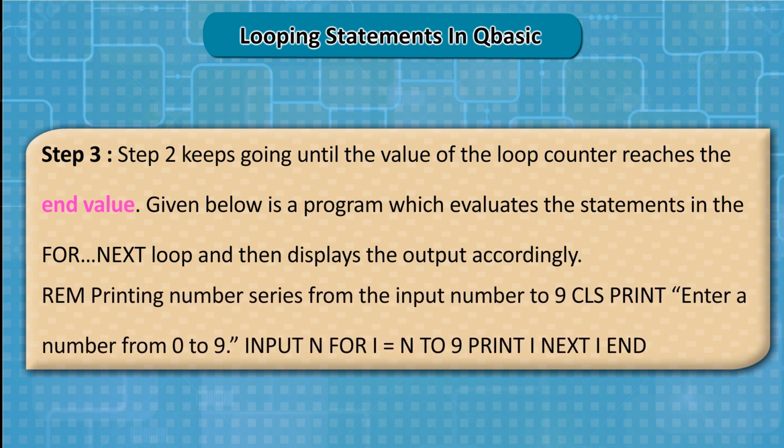Rem printing number series from the input number to 9. CLS. Print "Enter a number from 0 to 9". Input n. For I equals n to 9. Print I. Next I. End.